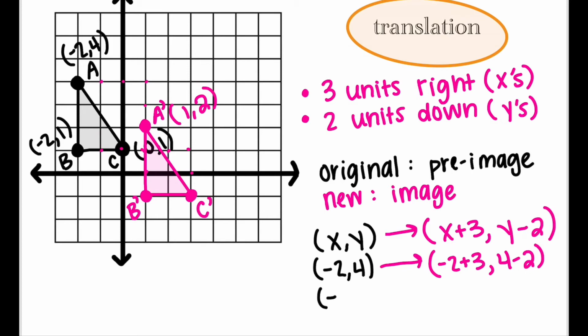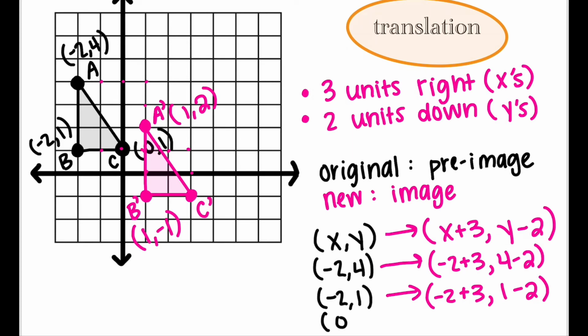The same would apply for B prime, which was -2, 1. We would simply take the x value and add 3, take the y value and subtract 2. So B prime, we can see on our graph, is at the point 1, -1, which is exactly what we would get.